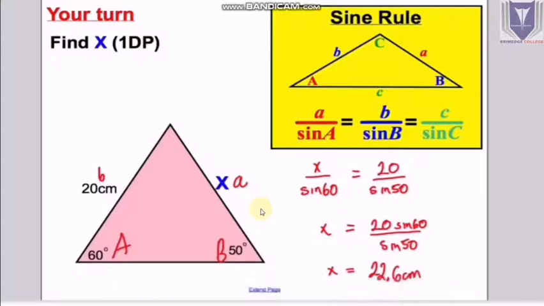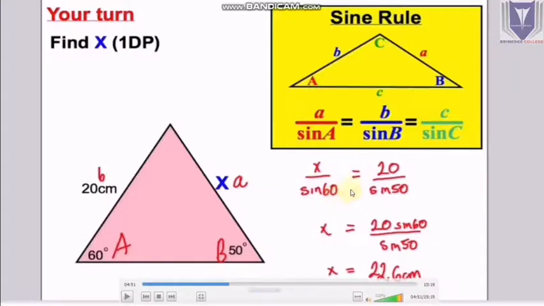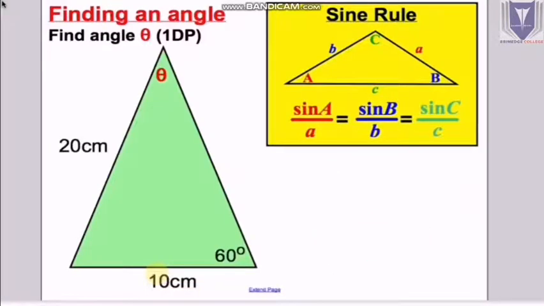Okay, for this we have A over sine A and B over sine B. We have two sides and two angles. X is opposite angle 60, 20 is opposite angle 50. So the same way we don't have C, you cancel that. So we'll be talking about x over sine 60 equal to 20 over sine 50. The same way, if you make x the subject of the formula and you punch that, you're going to get 22.6 centimeter.